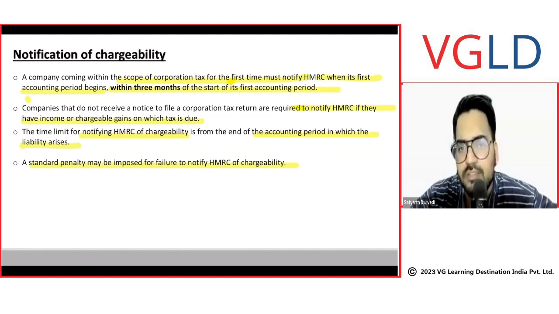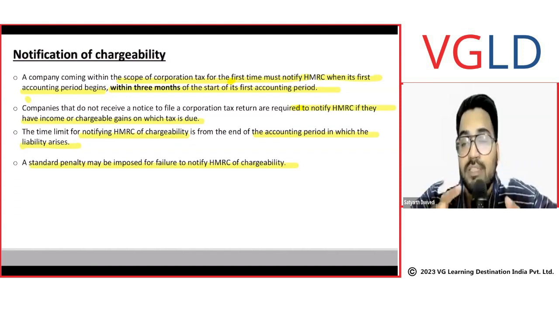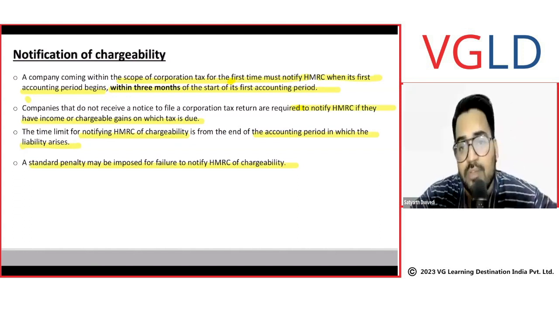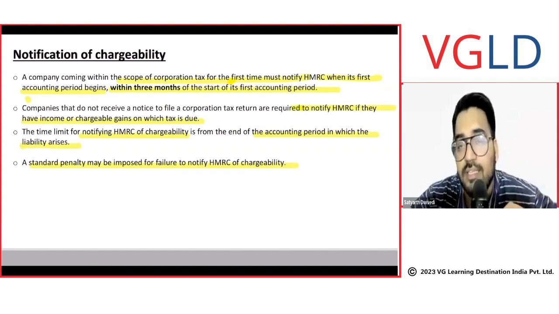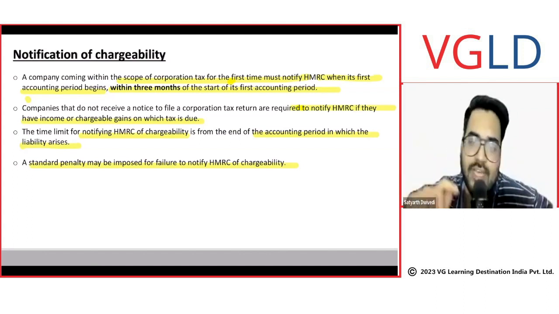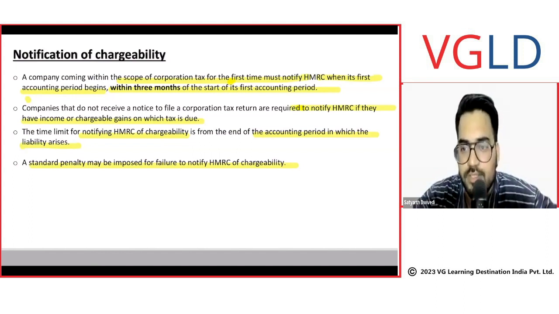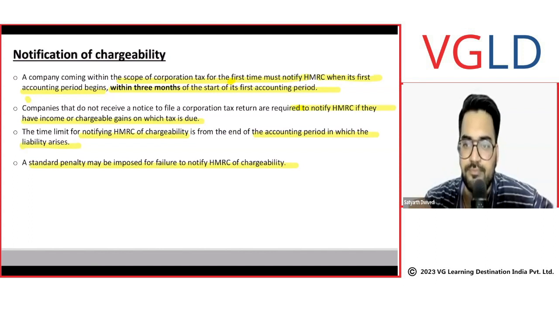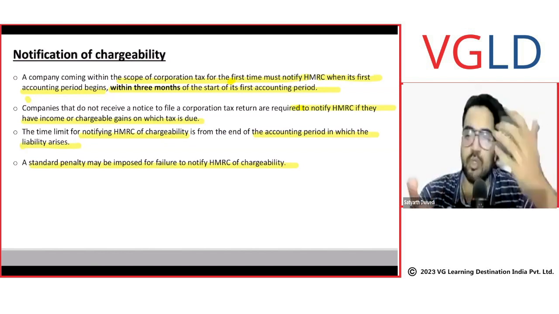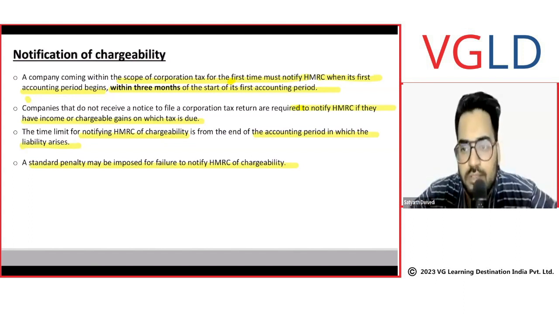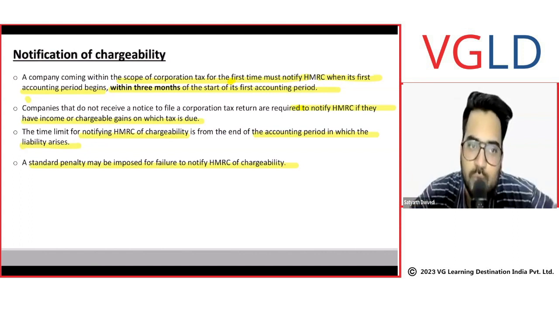So this is a simple procedural thing. Firstly, when you come within the ambit, within the scope of corporation tax, you have to tell within 3 months of the start of your first accounting period. Okay. If you are not in the scope of corporation tax, there is no income. That's what they're saying. The first time you come in the scope of corporation tax, you notify HMRC. That is what they're saying. How would they know? If you have income, you have got profits, right? And those profits are chargeable, obviously. There is no threshold limit that below this, you don't have to pay. There's no threshold. The first time you incur profits, you have to notify the HMRC.